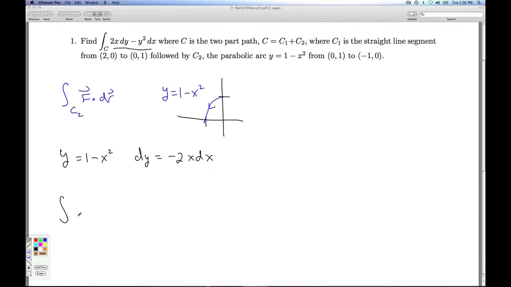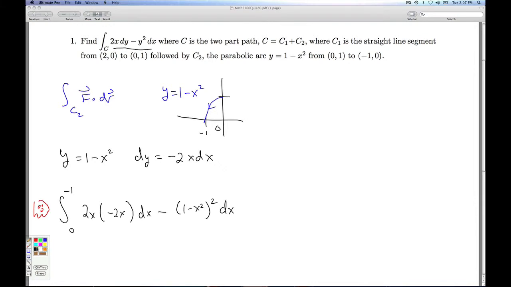So, what does this integral look like? We have 2x dy. So that's 2x times -2x dx, minus y squared dx. Now, if I look at the orientation of this curve, the x value is starting at 0 and going to -1. And this is what might cause you a little bit of uncertainty: can I get away with doing that? And the answer is yes, you can.